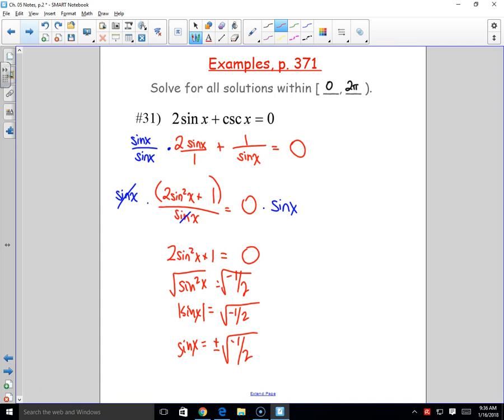So, if it's imaginary, are we looking for imaginary answers in between 0 and 2 pi? No. What are we going to say? It doesn't work. Good try trying to trick me, but this is not possible. There is no solution.